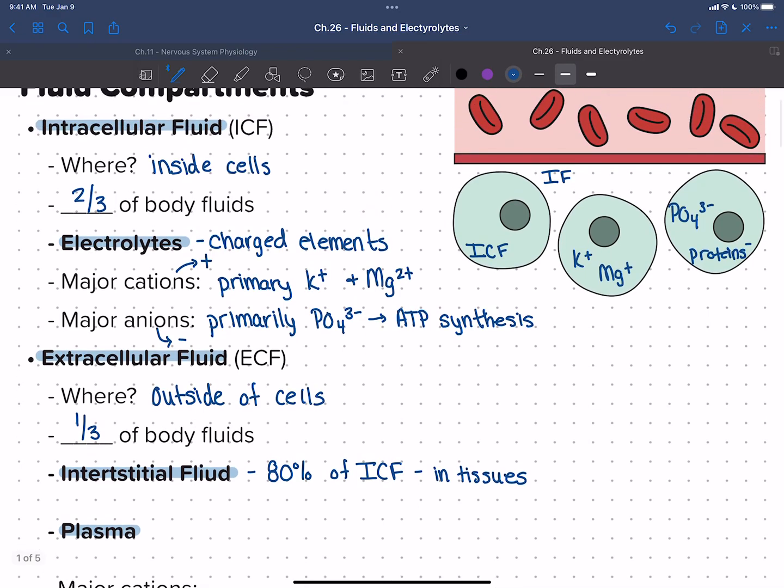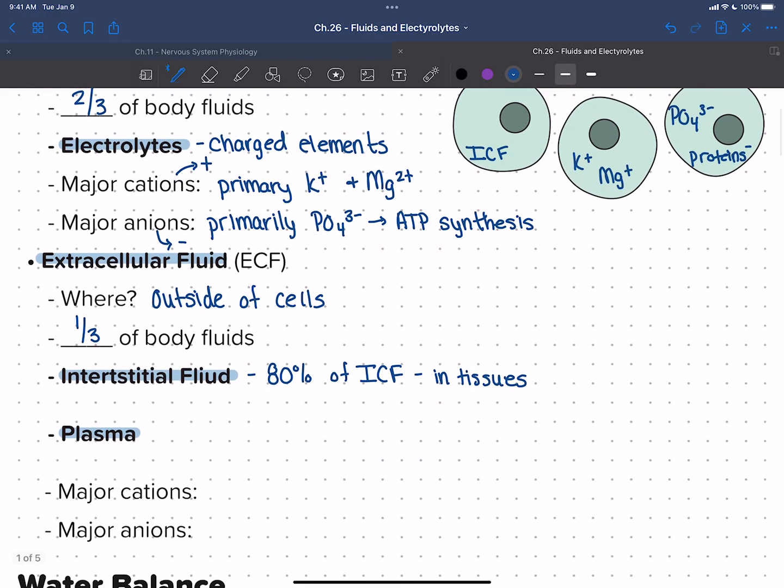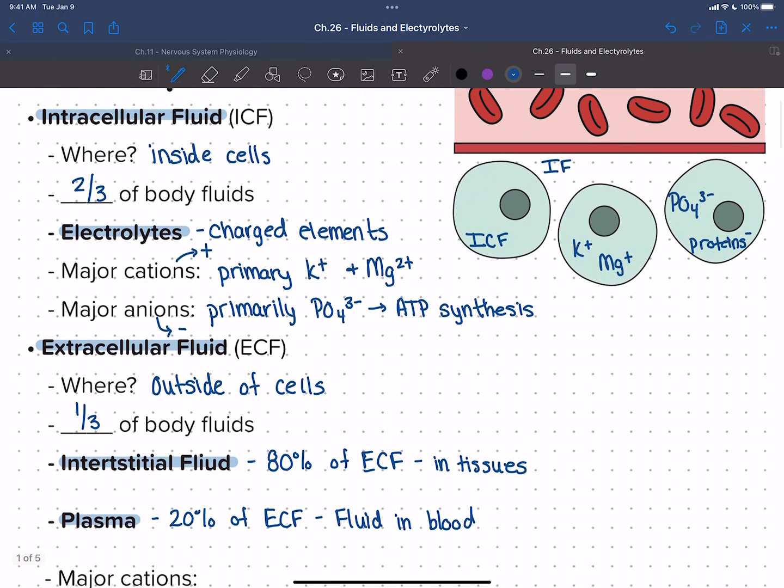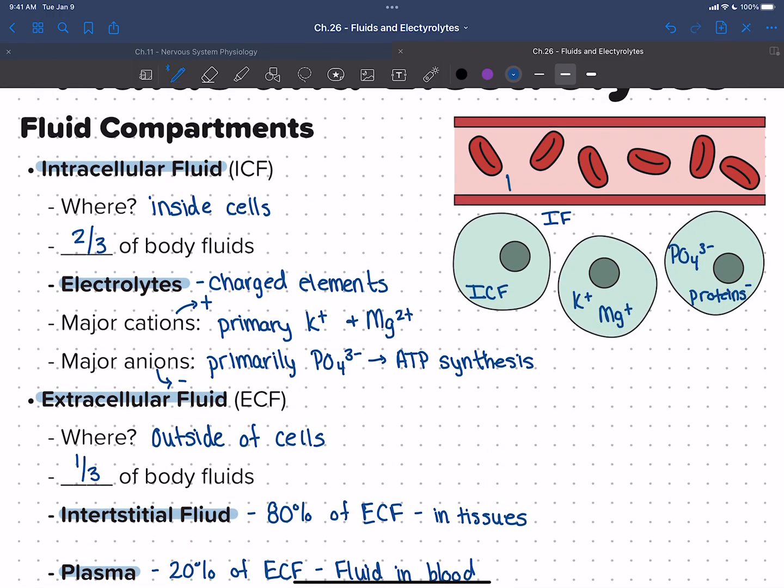Okay, and so that's going to be separate from plasma. So this would make up the remaining 20% of, that should be, extracellular fluid. So this is that remaining 20% of the extracellular fluid, and this is the fluid in blood, right? So plasma, we've talked about that before when we did blood, right? This is the fluid in blood. And so we keep that separate from interstitial fluid, which is in the tissues. Okay, so we have our plasma up here.